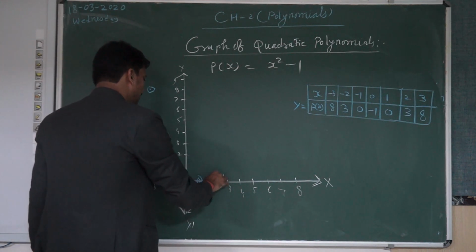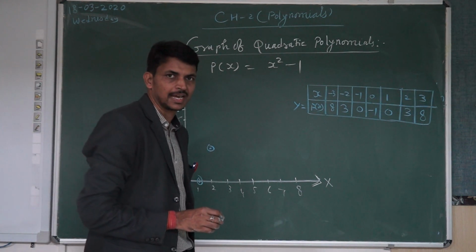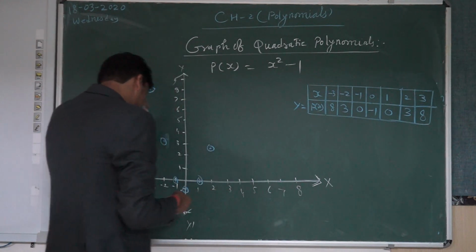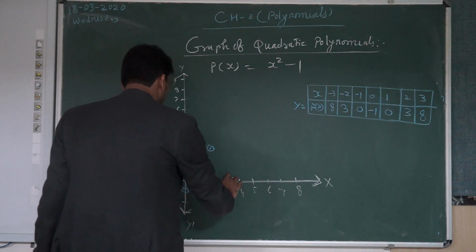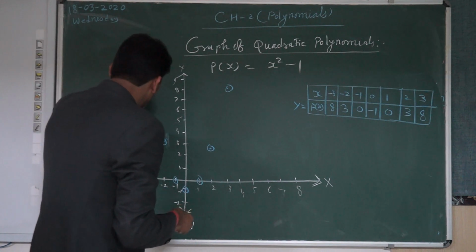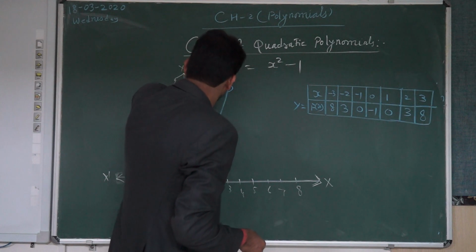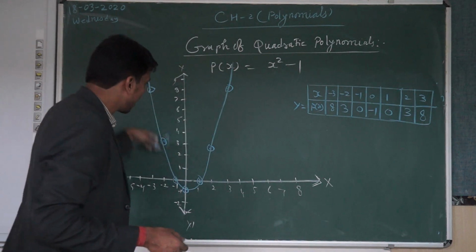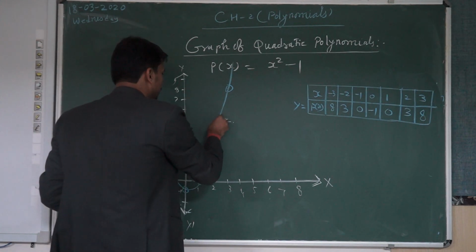I hope everyone is very much comfortable representing points on the Cartesian plane. You are all familiar with how to represent points on the Cartesian plane. Then as usual, we are going with 3, 8. So 3, 8 will come over here. Freehand you need to draw this everyone. You will get a U kind of shape. This is known as a parabola. What is this everyone? Parabola.